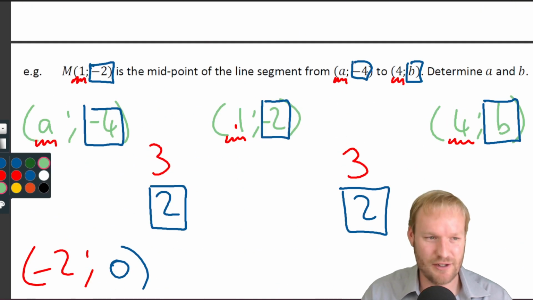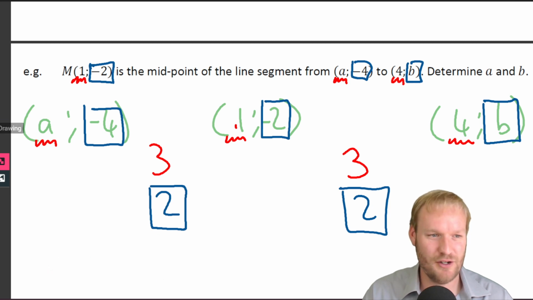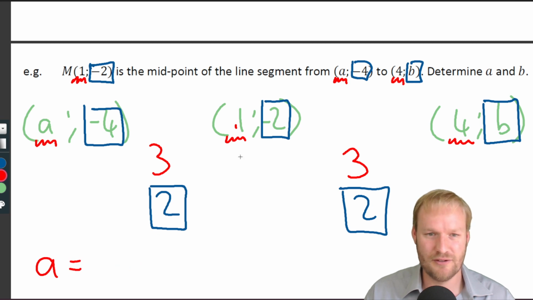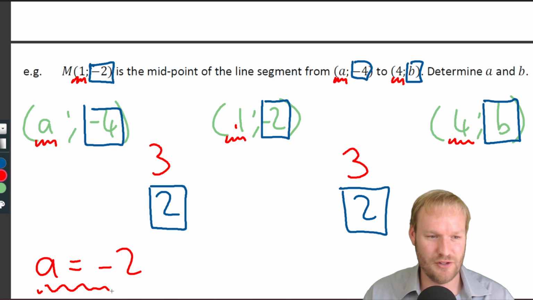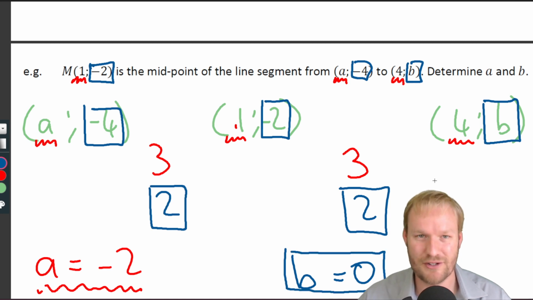I'm incorrect here. I must apologize for putting this as a set of coordinates. We don't know that. I know that A is -2, and we know that B, we said, was 0. I don't know why I put it as a set of coordinates. It's not. Okay, so there are the different ways.